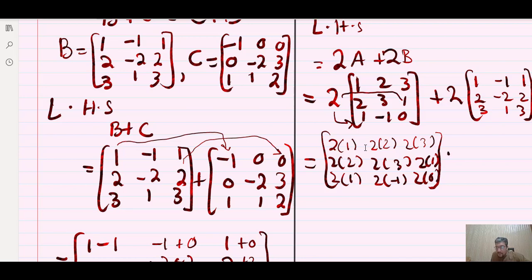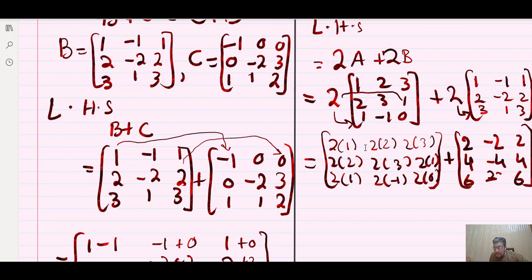And here I am going to solve it directly. If I multiply this 2 with the entries of this one, it will be 2 multiplied by 1 is 2, 2 multiplied by minus 1 is minus 2, 2 multiplied by 1 is 2. This 2 is going to multiply with this row, it will become 2 into 2, 4, minus 4 and 4. Now I multiply this 2 with this row, it will be 6, 2 and 6. So in this way you have to do this, and now we are going to add these two matrices.